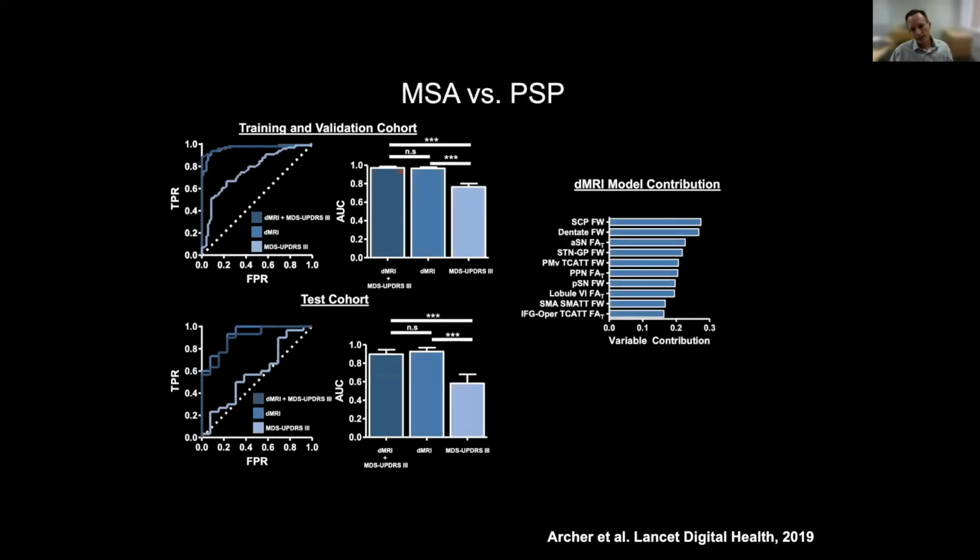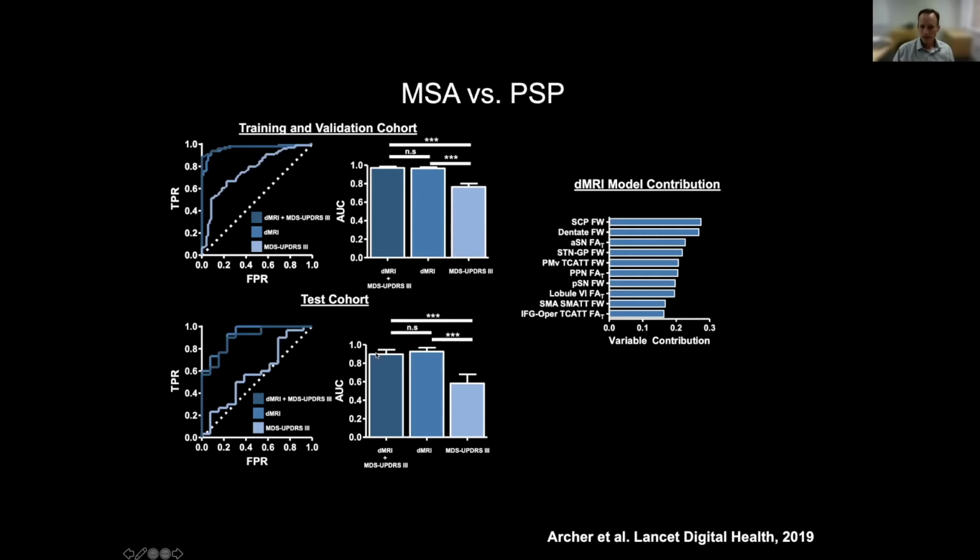So the next thing we did was we asked the question, well, how about comparisons of multiple system atrophy to progressive supranuclear palsy? And what we found was that, again, the training validation cohort had high area under the curves here for whenever the diffusion imaging is used, but whenever the rating scale alone is used, it was lower. In the test cohort, we also found a very similar finding.